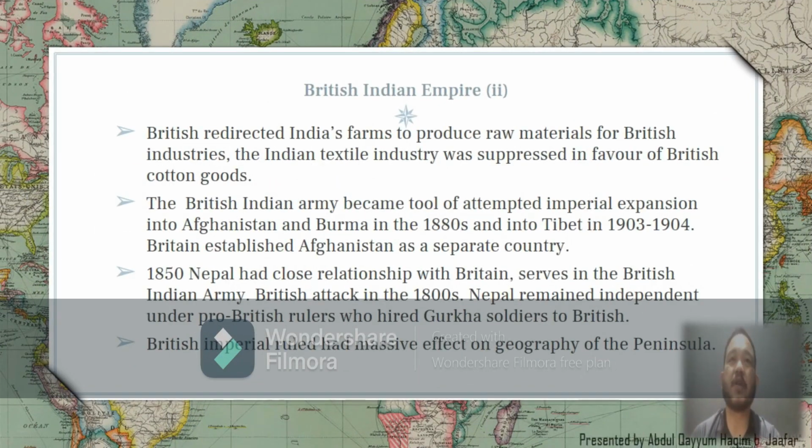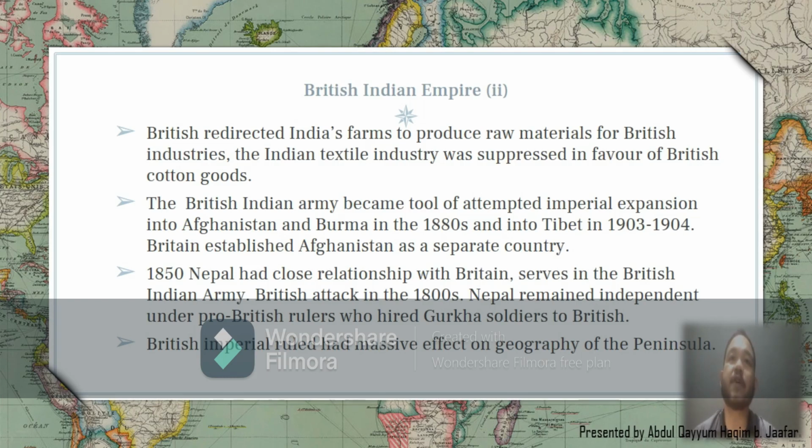For the British Indian Empire, point number 2: the British redirected India's farms to produce raw material for British industry. The Indian textile industry was suppressed in favor of British cotton goods. The British Indian Army became a tool of attempted imperial expansion into Afghanistan and Burma in the 1880s and into Tibet in 1903 to 1904.